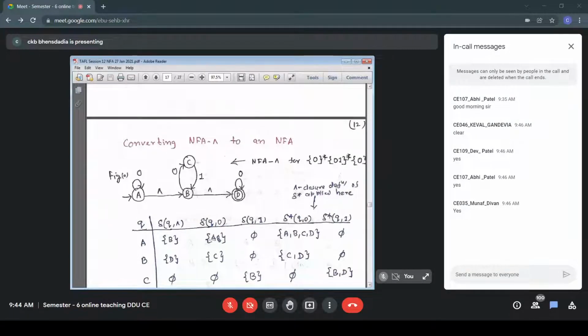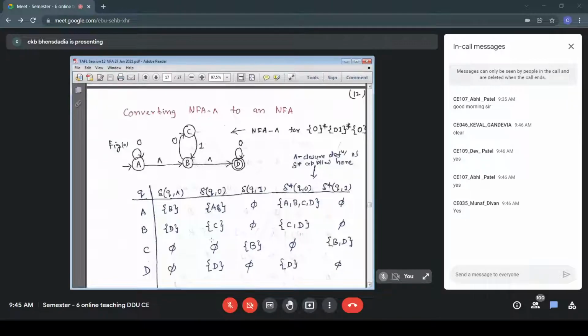And lastly, D, it is simple, D0 is the 1 not defined. So there is my delta star Q0, delta star Q1. Is it fine? These computations so far?